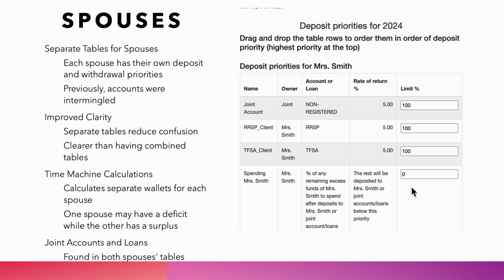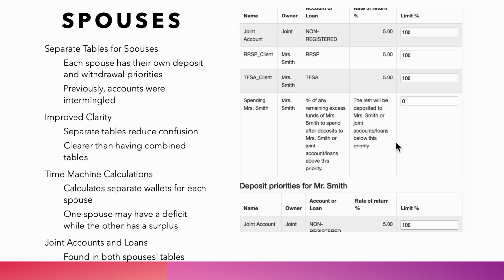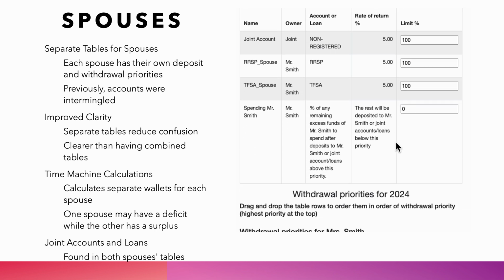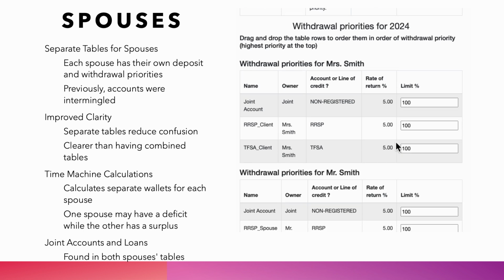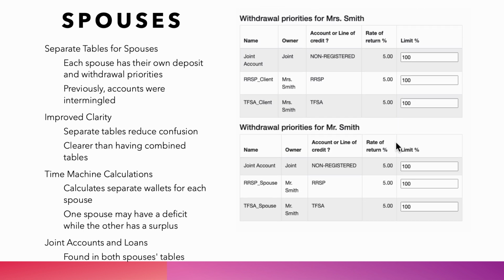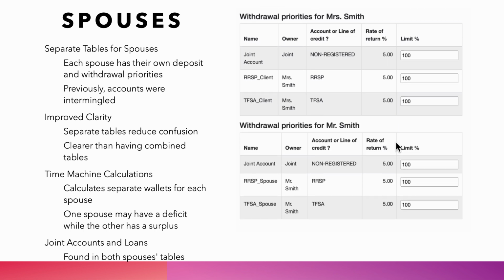If you have a spouse with their own accounts, they will have separate tables for their deposit and withdrawal priorities. Jointly held accounts and loans will be found in both spouses' tables. This is a recent change from before, as we used to intermingle the spouses' accounts. We used to do it that way, thinking two tables was simpler for users than four tables, but it resulted in more confusion. Having separate tables is a lot clearer.